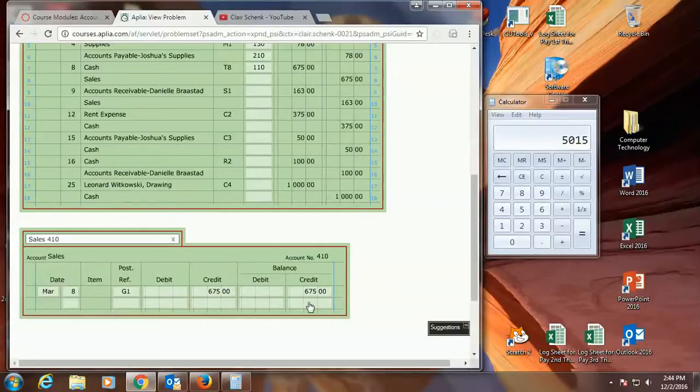Sales do. And then since there's not a balance, my new balance is now $675. And then my post reference is 410 for sales in my general journal.